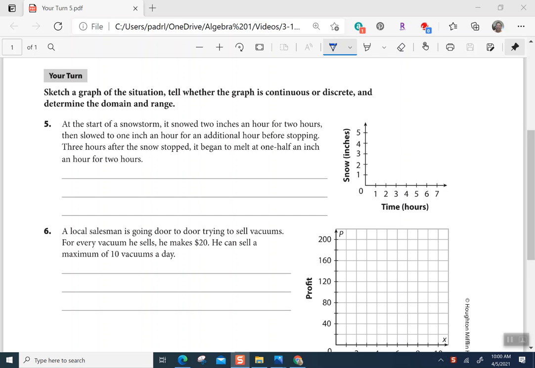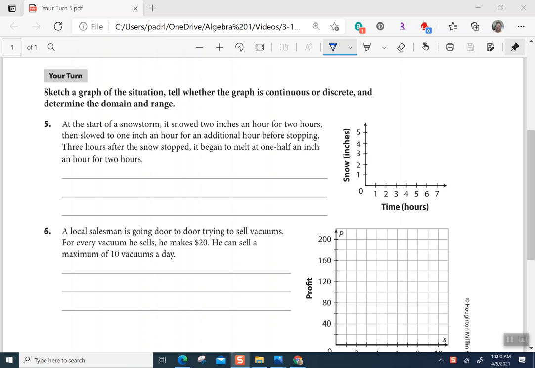All right, students, this is question number 5 about a snowstorm. If you'll take a few seconds and hit pause, go ahead and read the question all the way through and try to pull out all the information you think is necessary to solve this question.